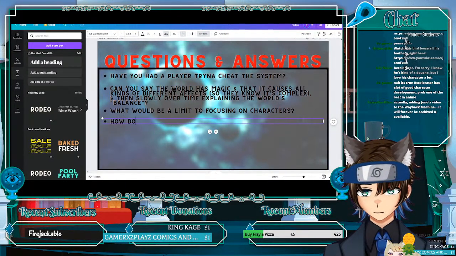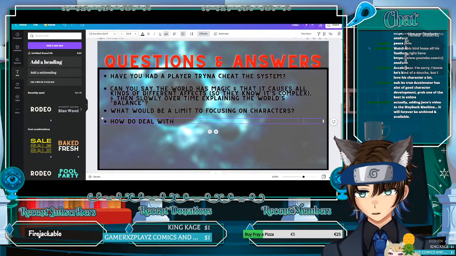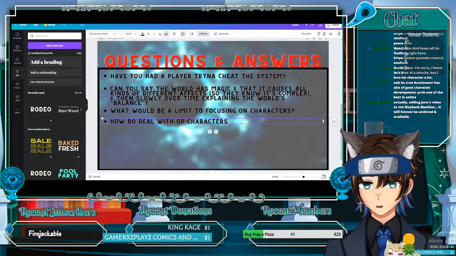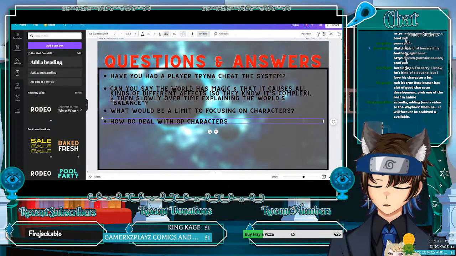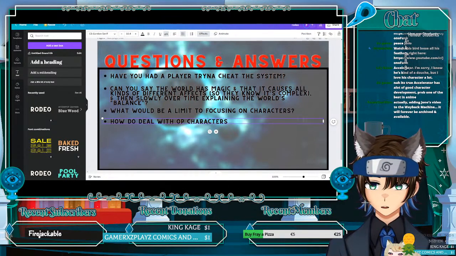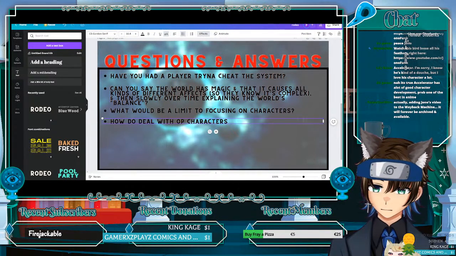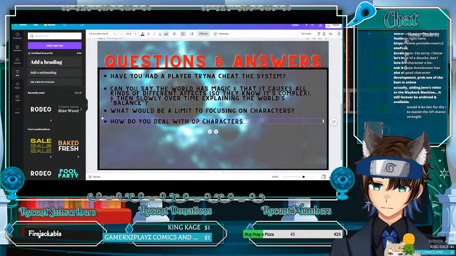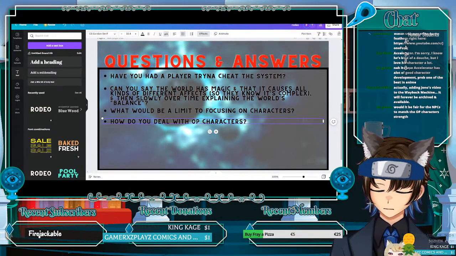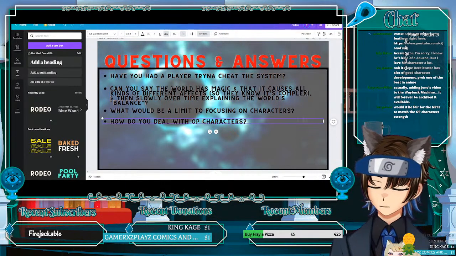How to deal with OP characters. You very rarely want to nerf the OP character. Very rarely. But if you do, there has to be a reason for it. For example, the character has a very OP sword.